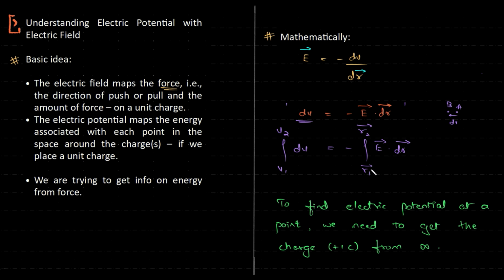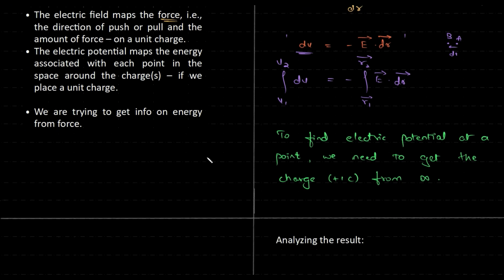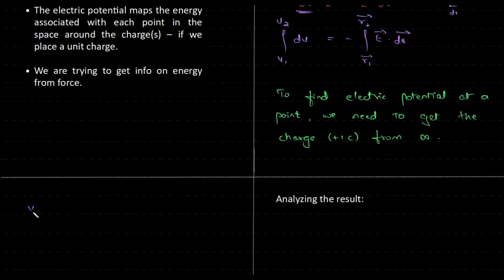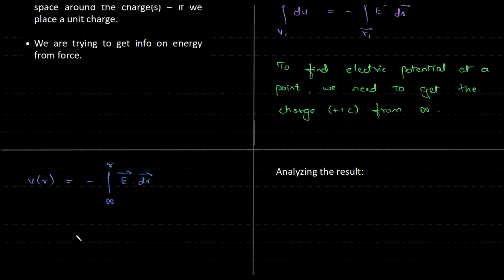So basically we're getting the charge from infinity to a particular point, right? So that's what we're trying to figure out. So basically potential at say point R is given by moving the charge from infinity to point R. And this is how you figure it out. Yes. Does it make sense?